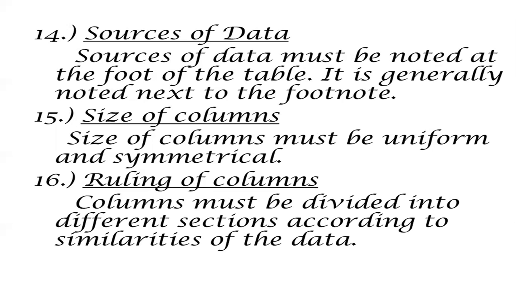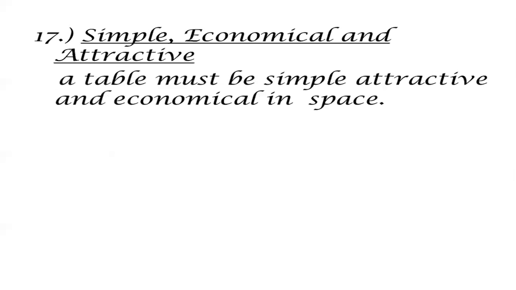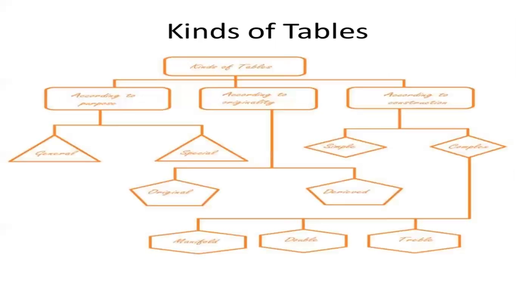Size of column. Size of columns must be uniform and symmetrical. Means all the columns should be the same size, so it is understandable and it looks good also. Ruling of the columns. Columns must be divided into different sections according to the similarities of the data. Simple, economical and attractive. The table must be simple, attractive and economical in space.